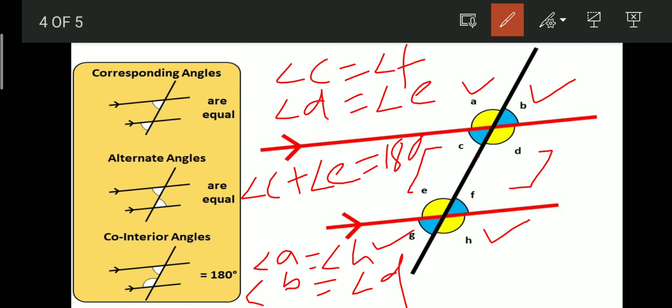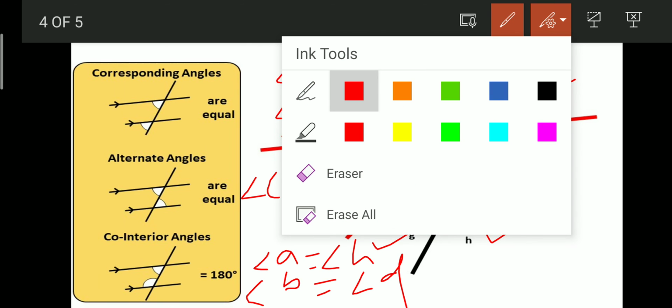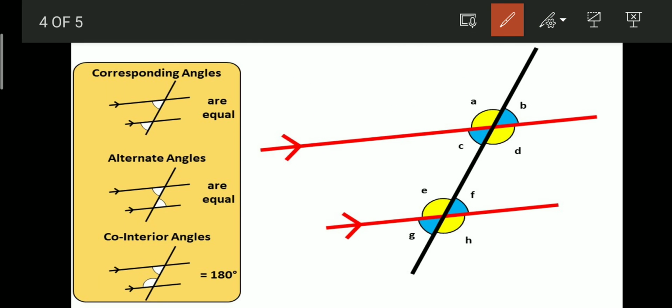So I hope that the topic is clear to you all, and this is all about what happens when a transversal line intersects two or more parallel lines.